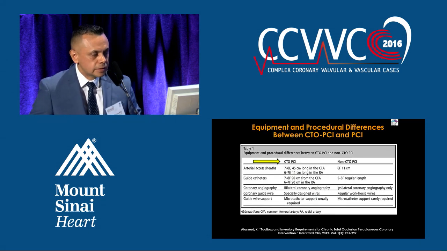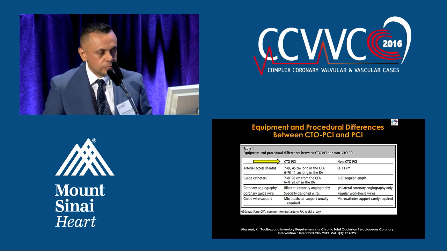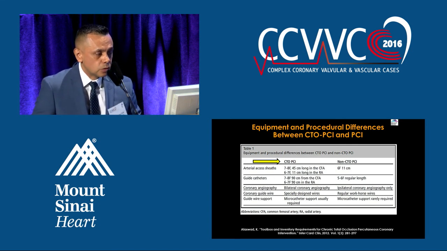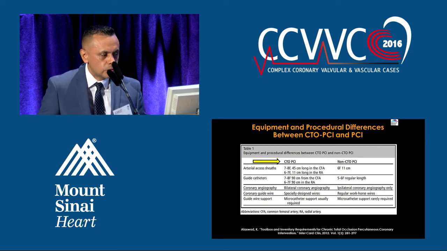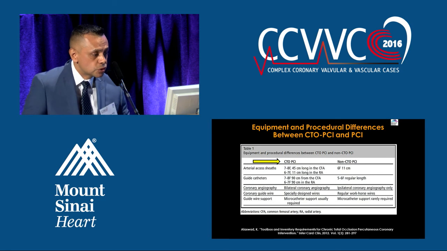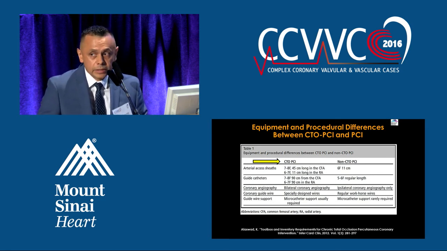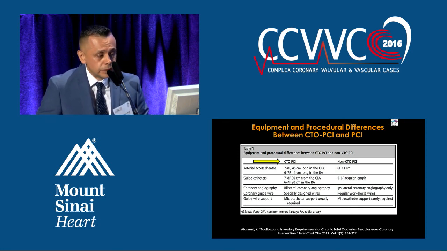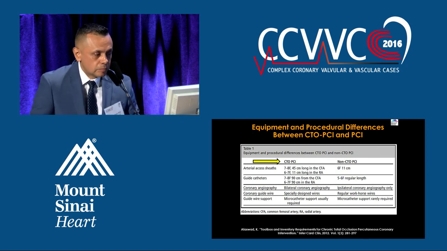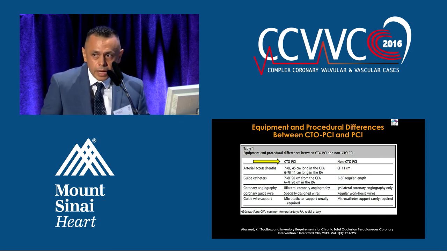So this is what a CTO table should have. For the access, usually longer sheaths, 45 centimeters. The guide catheters: I kind of disagree with this because of what we practice here for CTOs. We don't use 7 and 8 French guides. I would say that 95% of our guides are 6 French. The reason is, first of all, you're going to waste more dye. Second, you're not going to use 2 stents, and 6 French works good for us.